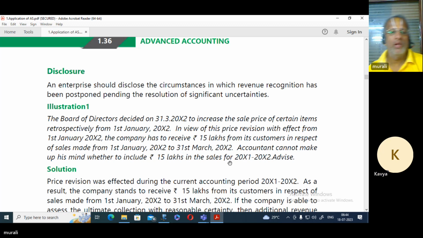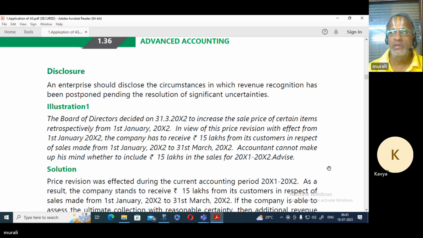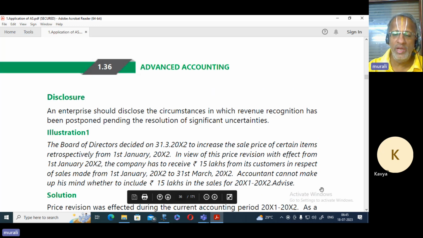Advice. Okay. See, the board of directors on 31st of March 20x2 have decided to increase the selling price for certain items retrospectively from 1st of January 20x2. When they have decided this for deliveries that they have already made, they wanted to increase the price now. Now the accountant has got a feeling as to whether this 15 lakhs should be taken up as revenue or what.